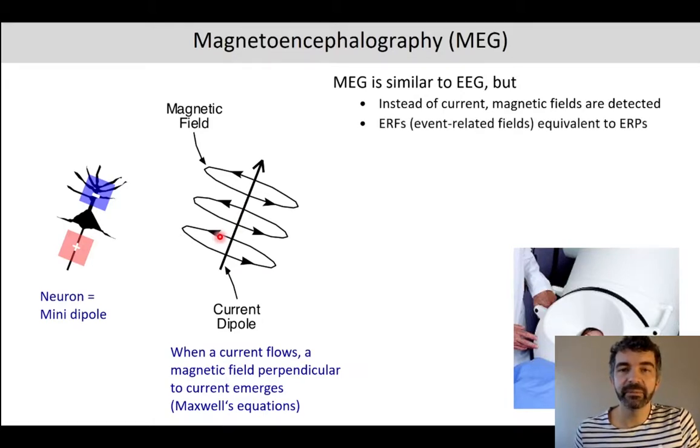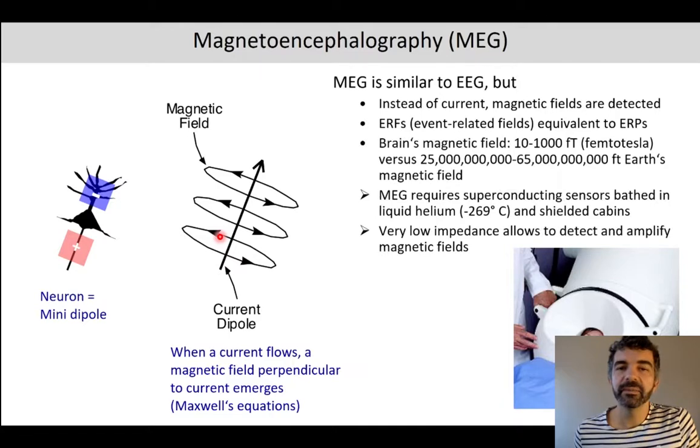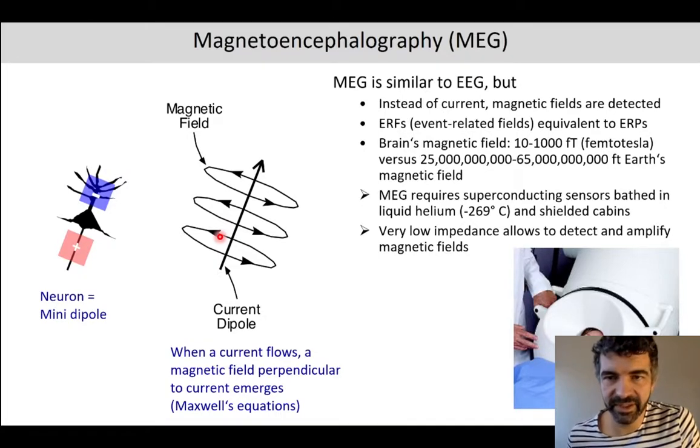Instead of event-related potentials, we have ERFs, event-related fields, because it's magnetic fields, not potentials. And the brain's magnetic field is very small. It's 10 to 1000 femtotesla, which is compared to the Earth's magnetic field. This is like 25 to 65 billion femtotesla, so you see the relation.